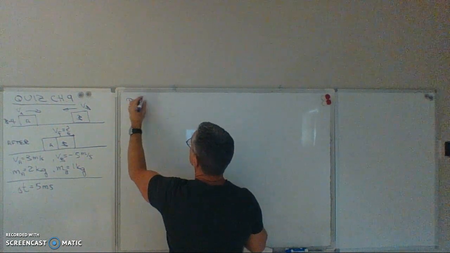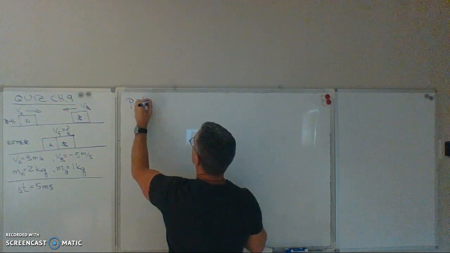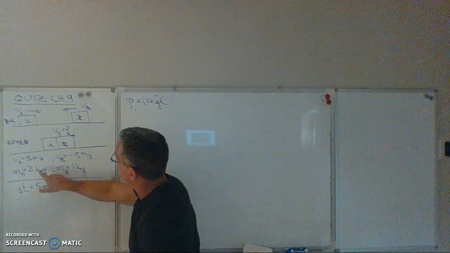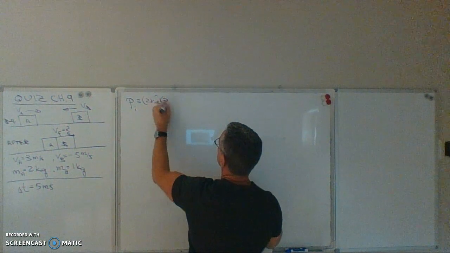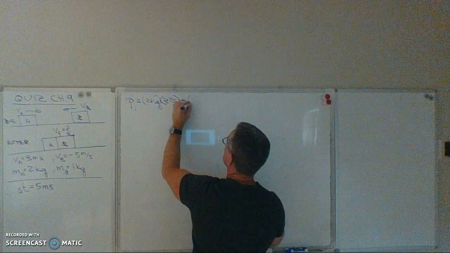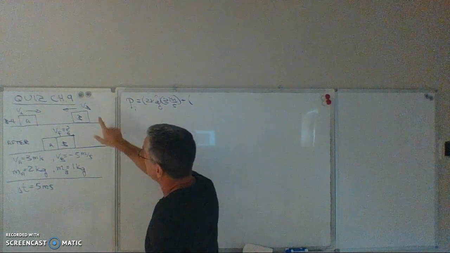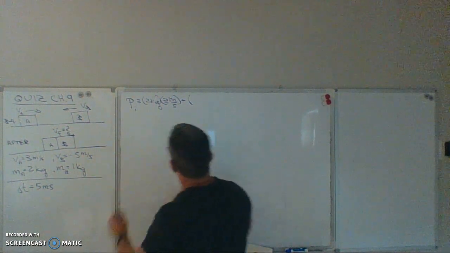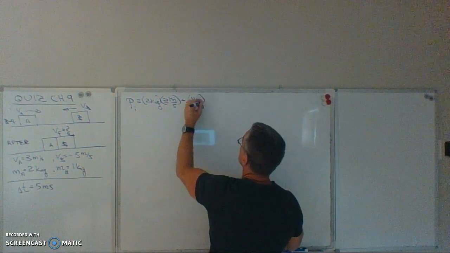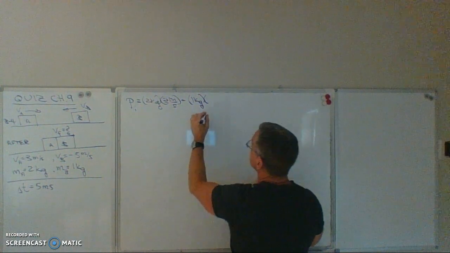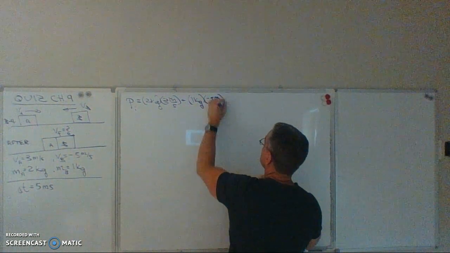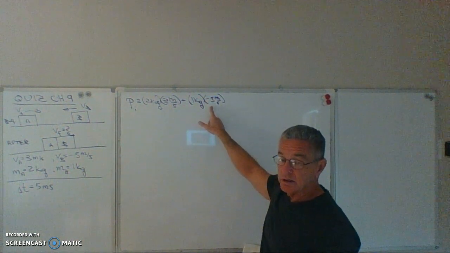So that'll be 2 kilograms, the mass of block A, times its velocity of 3 meters per second. That's the momentum of the first block before collision. The momentum of the second block before collision is 1 kilogram times its initial velocity, which is -5 meters per second. I noticed several people didn't include the negative sign.